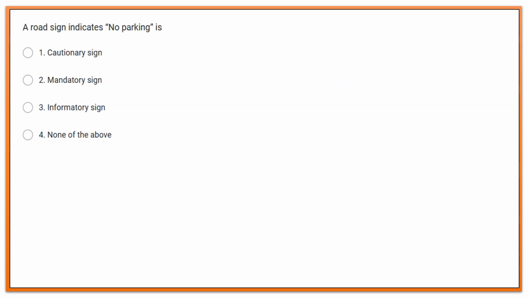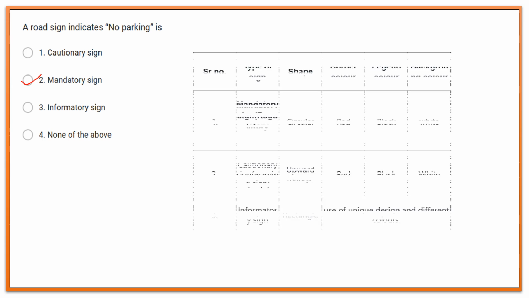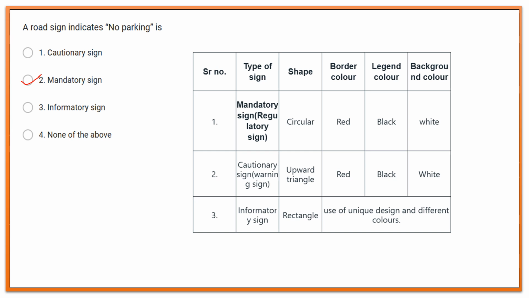The next question: a road sign indicates no parking. No parking is a mandatory sign, a required sign. So here the second option is correct. No parking is considered under the mandatory sign. These are the different types of road signs: cautionary, informatory, and mandatory. All three signs have different colors for border and background, and different shapes for the different signs. So this is the important chart.